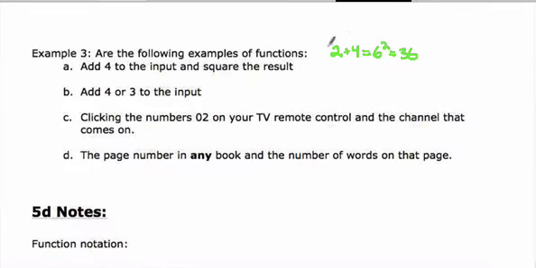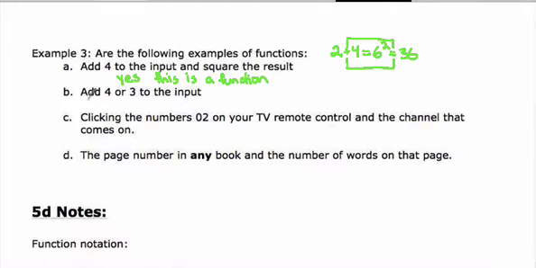Is there any way that I could put 2 into this function? Let's make it a machine. Make a little machine around here. Okay, so I'm putting this into the function machine. Out comes 36. Is there any way I could put 2 in here and get something different? No, there's not. So this is a function.